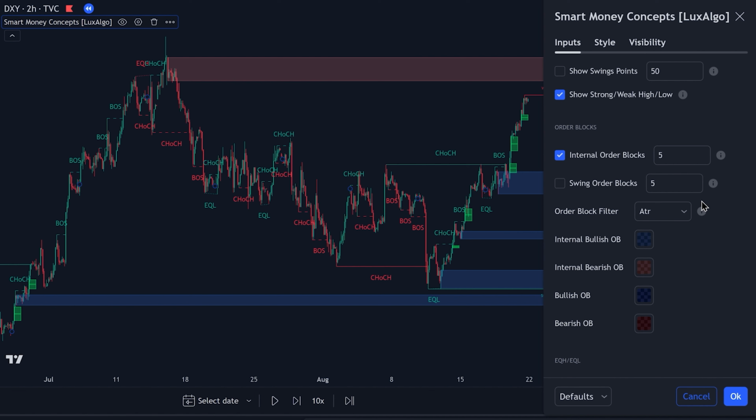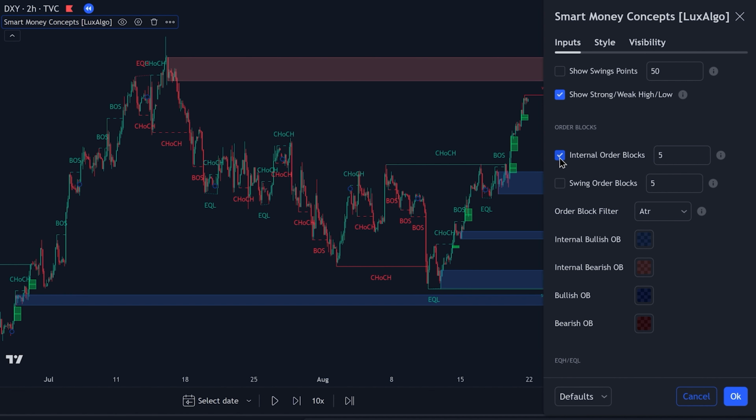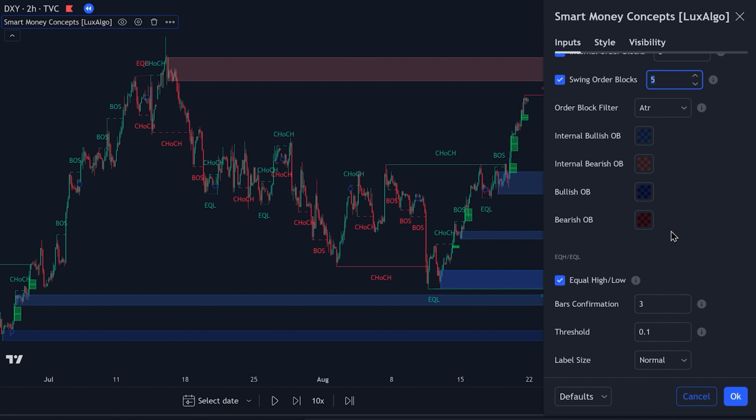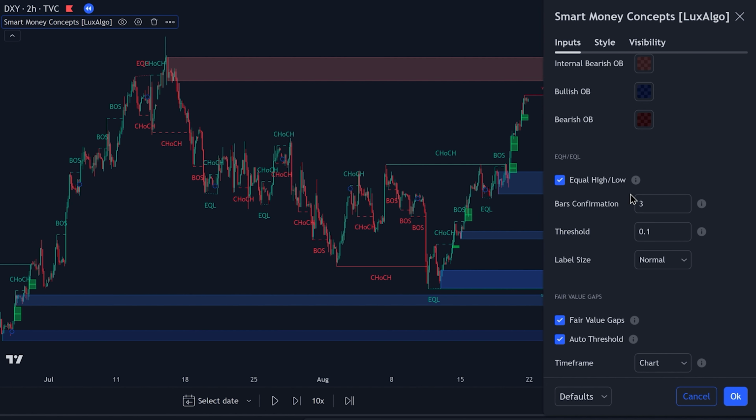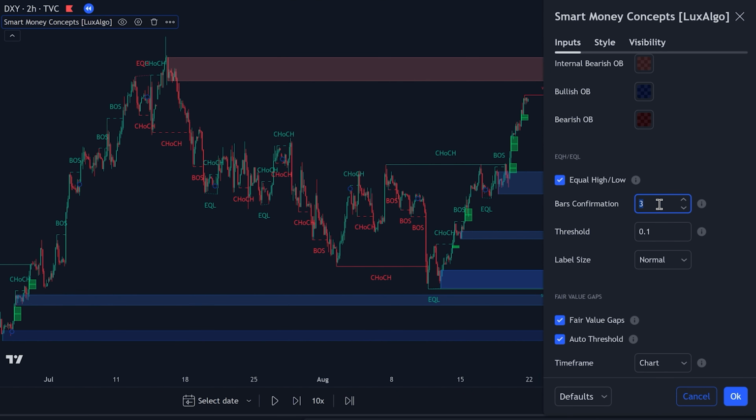In the order block settings, enabling internal order blocks will show internal order blocks on the chart. You can select how many of the most recent internal order blocks appear. Similarly, enabling swing order blocks will display swing order blocks with a customizable number of recent blocks shown. The Equal Highs and Lows option allows you to display equal high and equal low labels on the chart for detecting equal highs and lows. You can confirm these levels by setting the number of bars needed for confirmation and adjusting the sensitivity threshold.